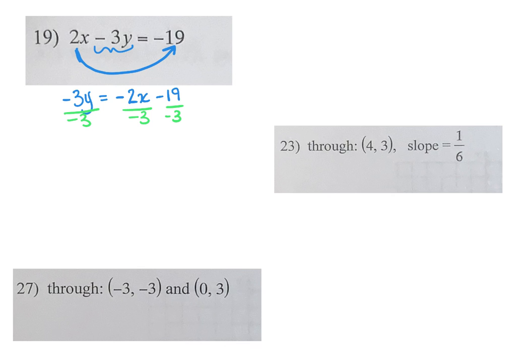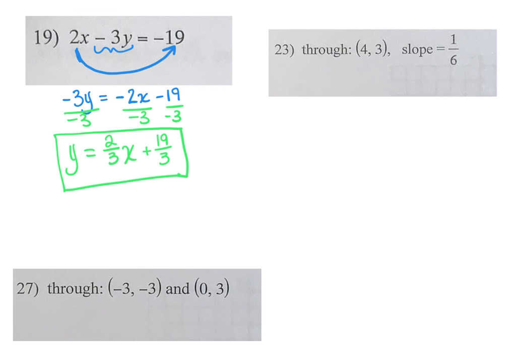All right, so negative 3 divided by negative 3, you should get your y by itself. Negative 2 divided by negative 3, that's a negative divided by a negative, so that's a positive 2/3 times x. Negative 19 divided by negative 3, while it cannot reduce, again, it will be a positive 19/3. And then you are finished. That's all you have to do there.